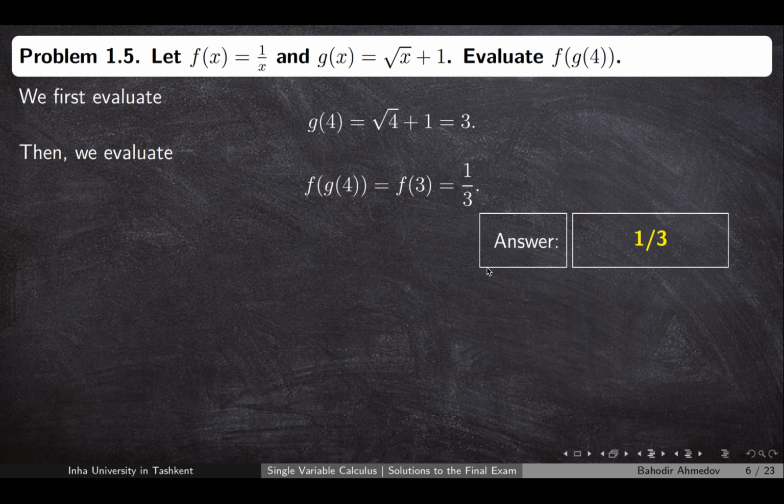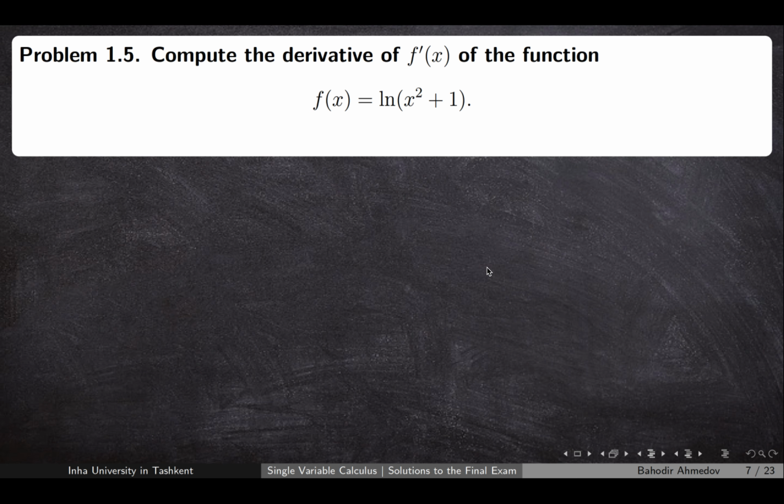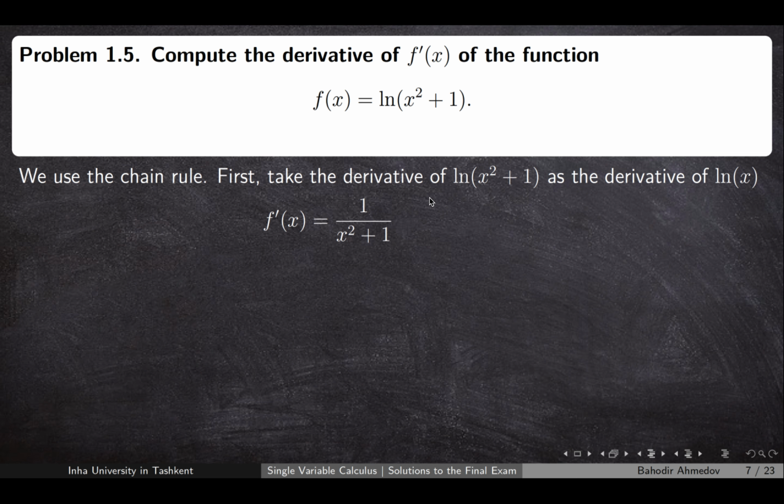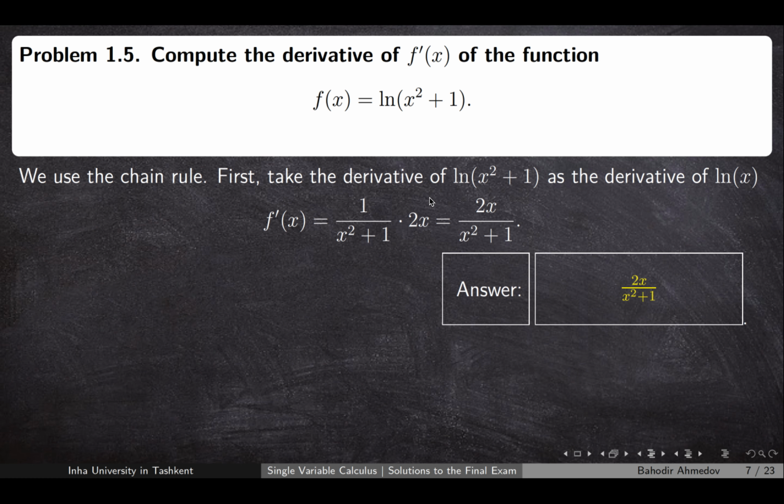So problem number 5 or 6 already, right? We need to take the derivative of this function. We are going to use the chain rule, again. The derivative of ln of x is 1 over x, so the derivative of ln of x squared plus 1 is going to be 1 over x squared plus 1, and additionally multiplied by the derivative of x squared plus 1, which is going to be equal to 2x, right? So this is going to be equal to 1 over x squared plus 1, and then additionally multiplied by 2x, which is the derivative of x squared plus 1.